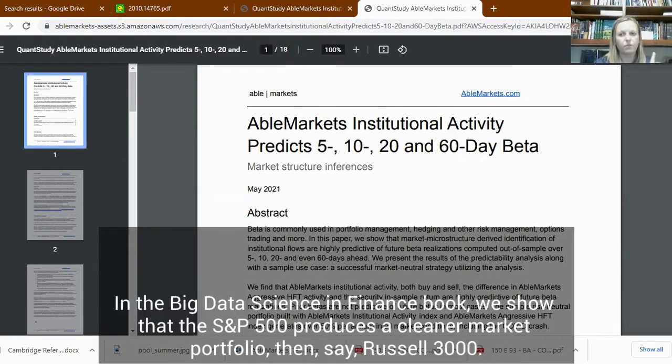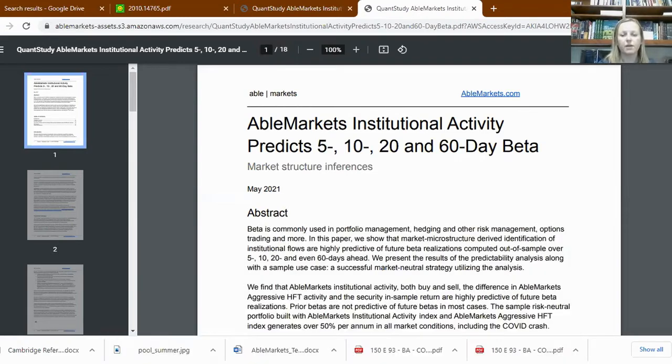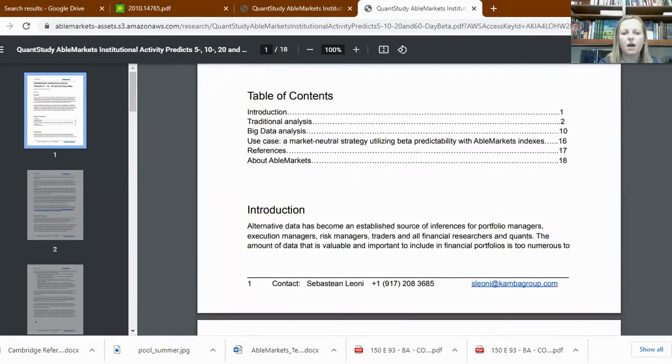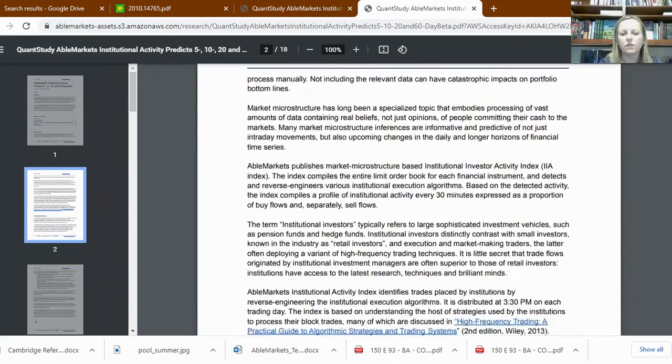In our book, by the way, we show that S&P 500 is a better proxy for market returns from the big data perspective than is the value-weighted index that some people like to use, or Russell 3000. S&P 500 really is it. Okay, but let's look at what we're going to see here.